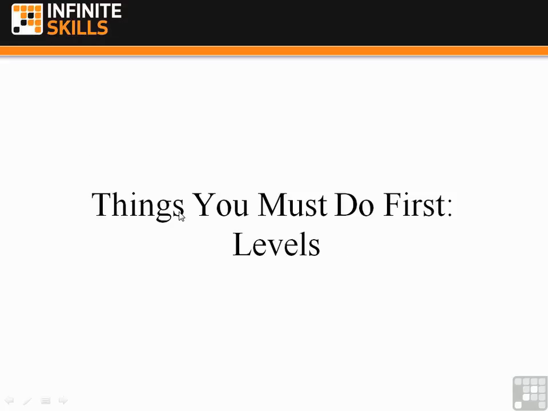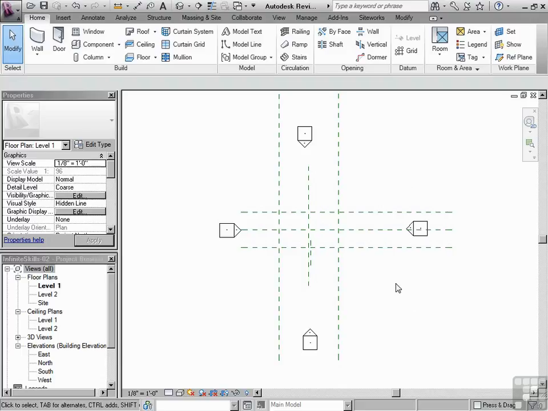Things you must do first: levels. So we can draw walls now, right? Well, not quite. Remember that Revit is a BIM program, but it's also a 3D program. So what does that mean? What does that have to do with drawing walls?